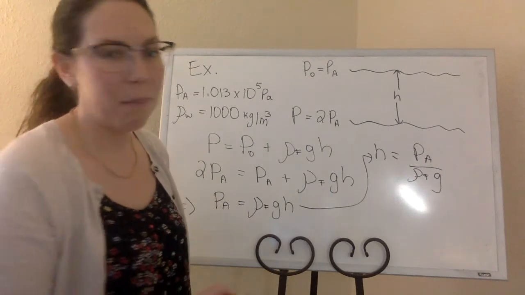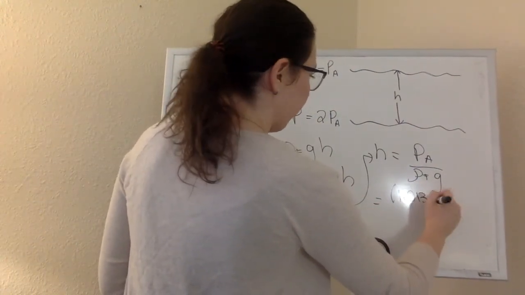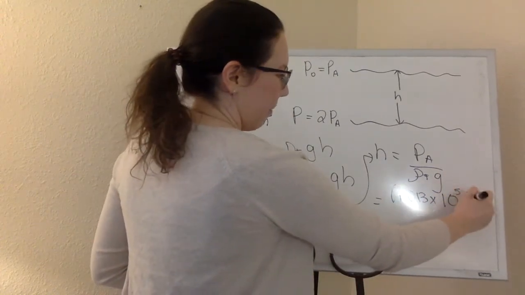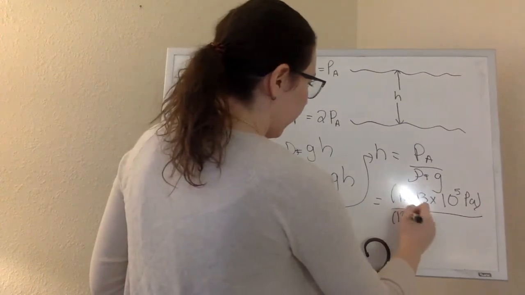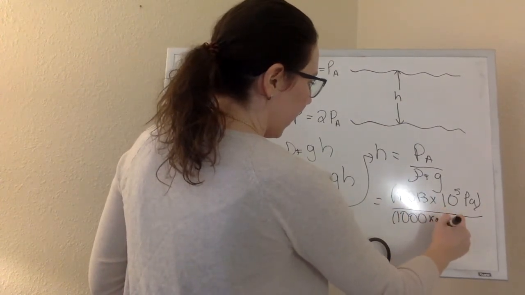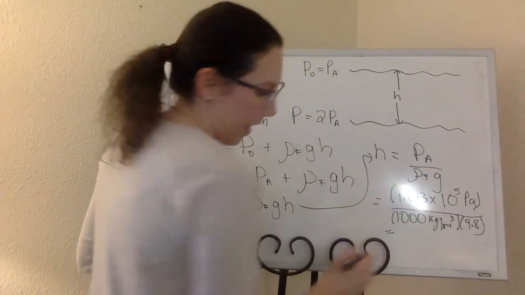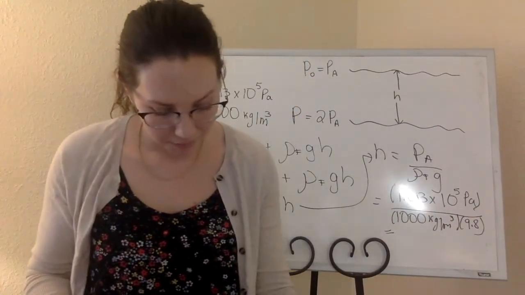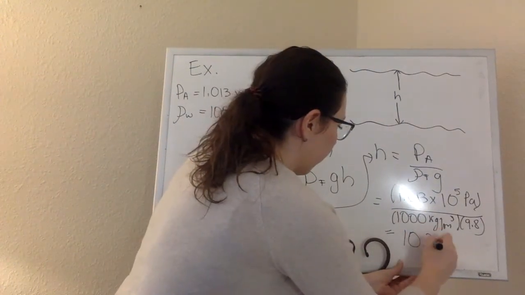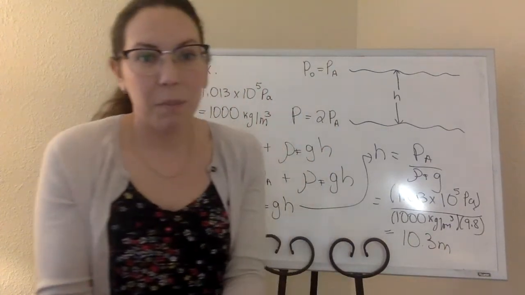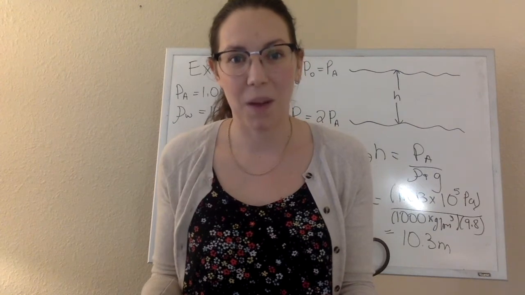And we can plug in the numbers at that point. So this is 1.013 times 10 to the 5 pascals divided by 1,000 kilograms per meter cubed times 9.8. And it turns out that this is a depth of 10.3 meters. And that's a significant pressure change that we'd be able to feel going 10.3 meters under the water.